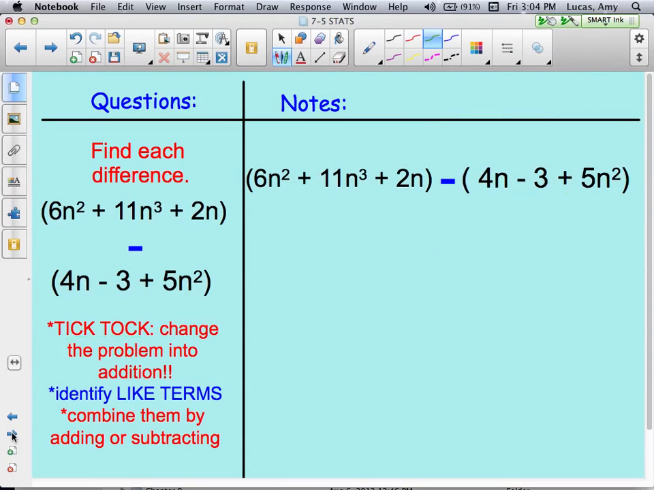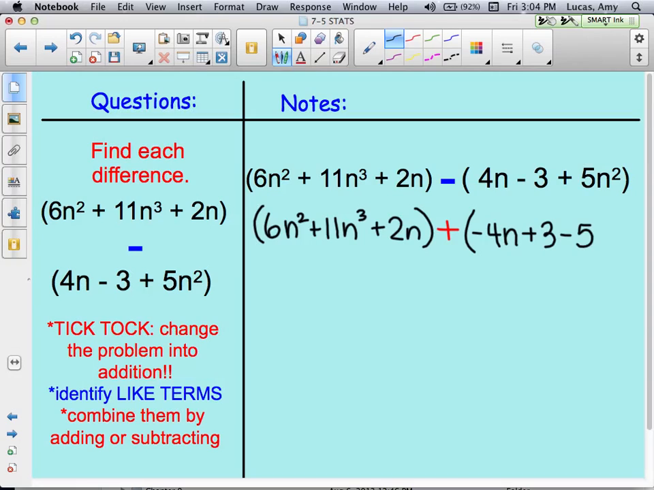Okay, my next one. The first polynomial does not change at all. The second one, I am going to change into addition, and I'm going to add the opposite. So negative, then a positive, then a negative. So each sign has to change.